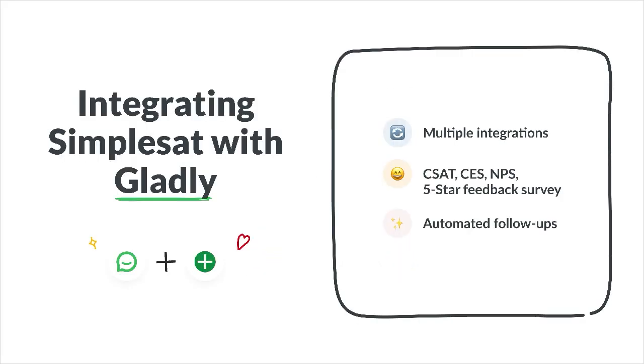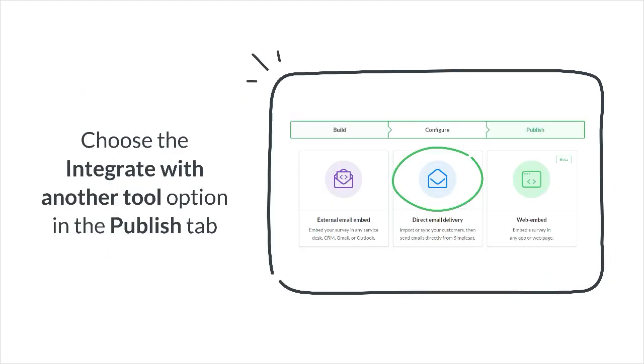Simplesat integrates with Gladly, allowing you to effortlessly create and send CSAT, CES, NPS, or 5-star surveys upon closing a conversation. You can also directly embed surveys into your email signature. Start by creating a survey.